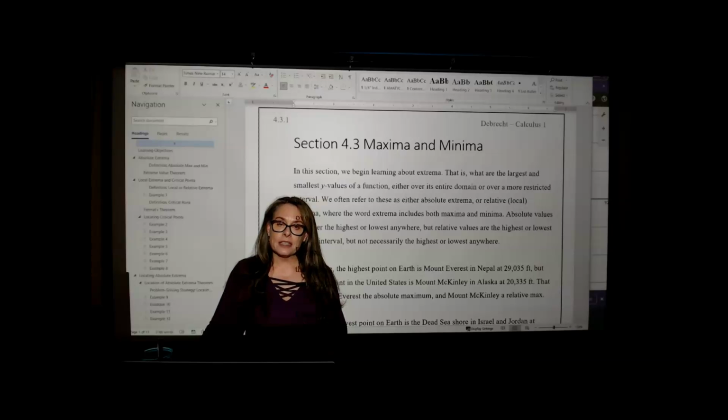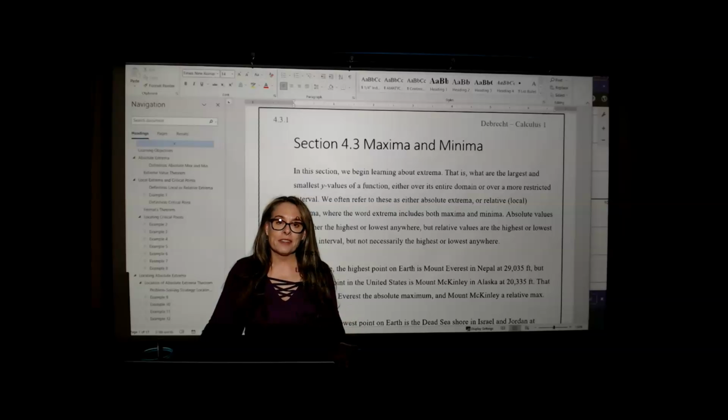When we think about these things, we often refer to them as absolute extrema, where extrema is the plural of extremum, which is singular. Extrema and extremum can describe either a maximum or a minimum. Maxima and minima are the plurals.